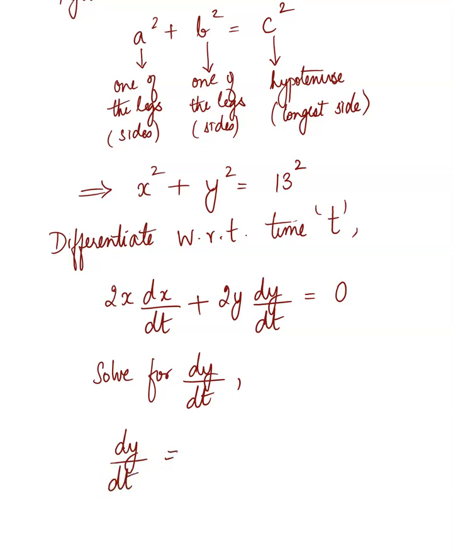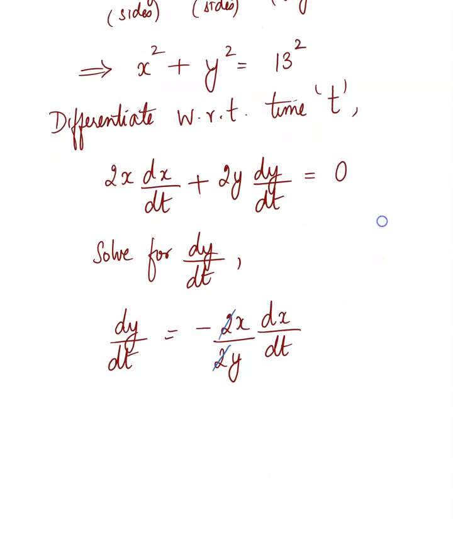dy over dt, okay, subtract 2x dx over dt, and then I will divide by 2y, and the 2's will cancel off. So I'll be left with dy over dt equals negative x over y dx over dt. Now, do I have the details to plug in for all of these?